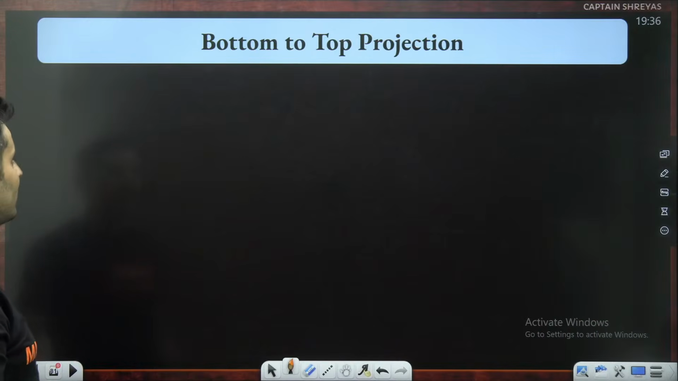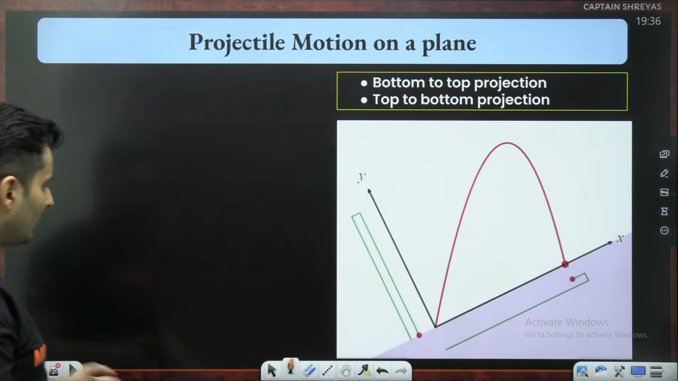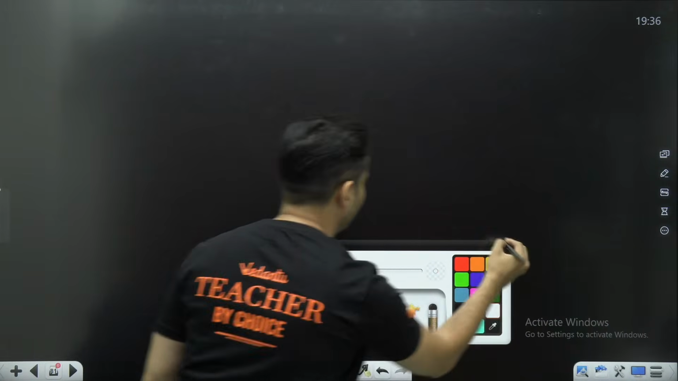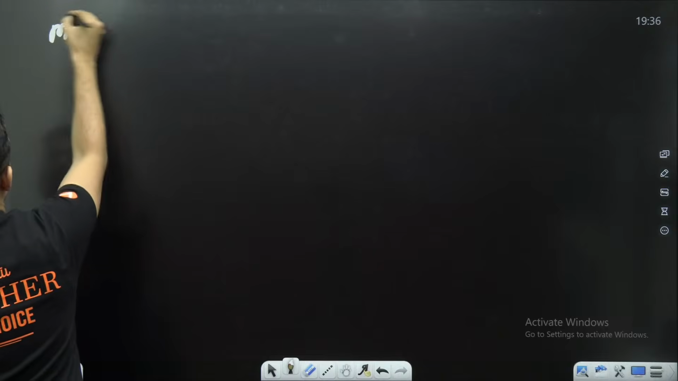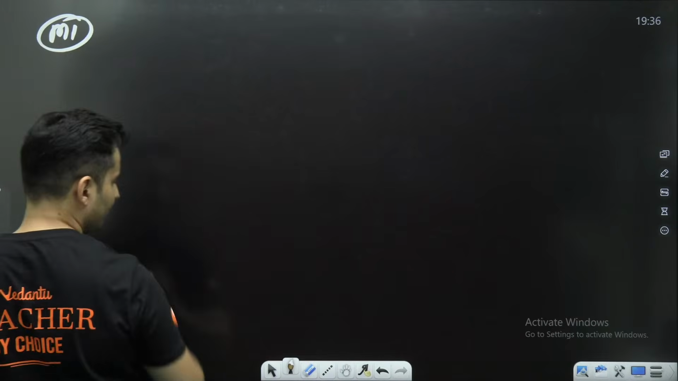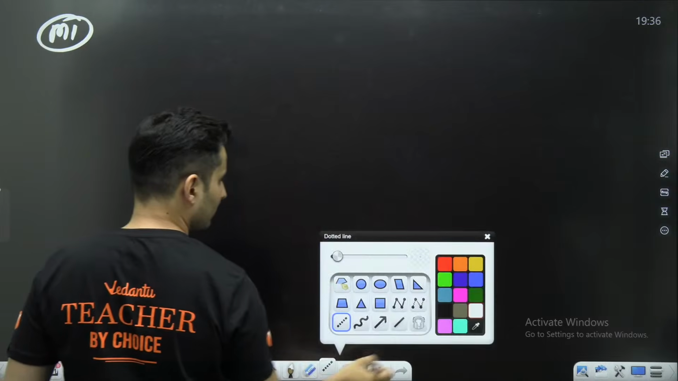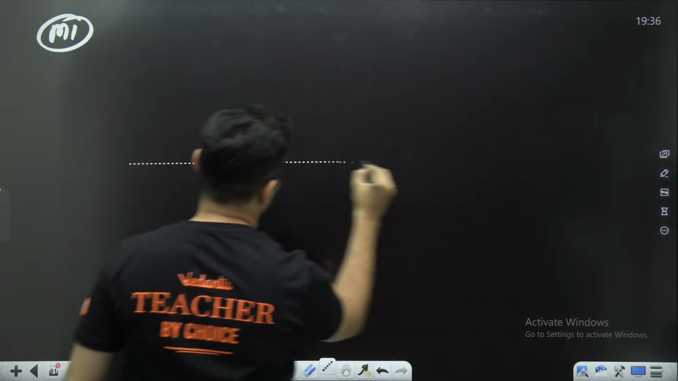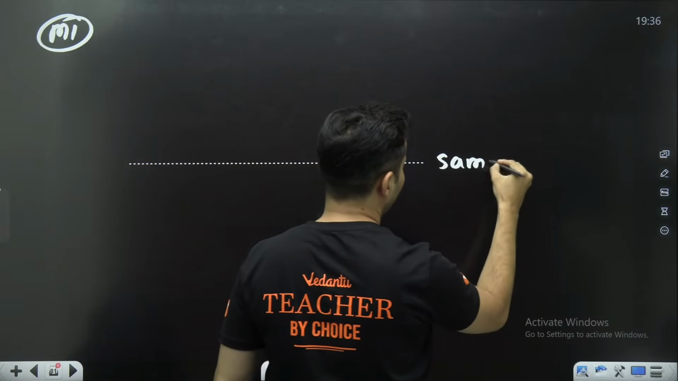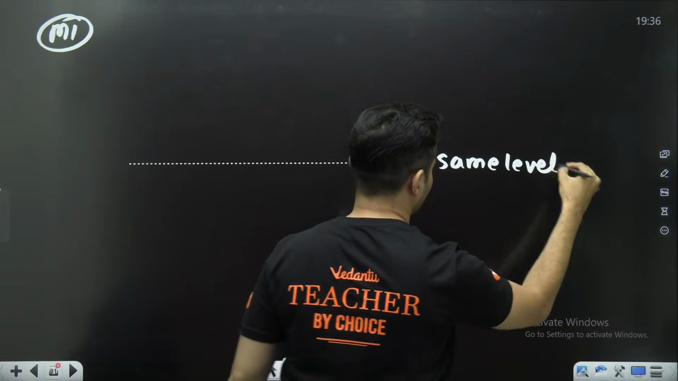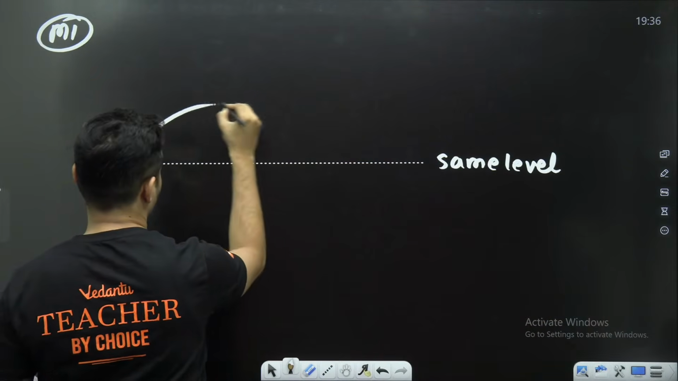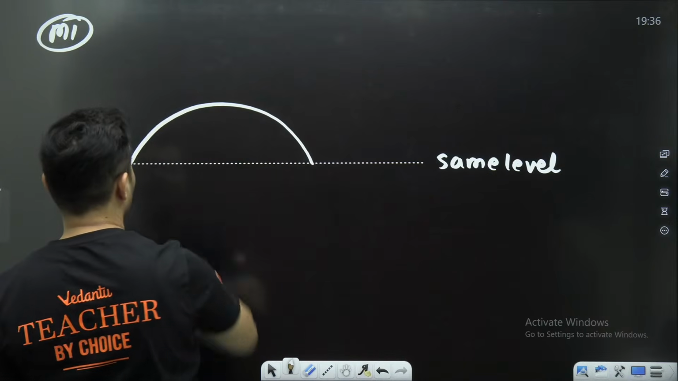Now there are two scenarios which we have to deal with. So I'll just write down two methods. Method 1 is where this is your same level. So this was your projectile.